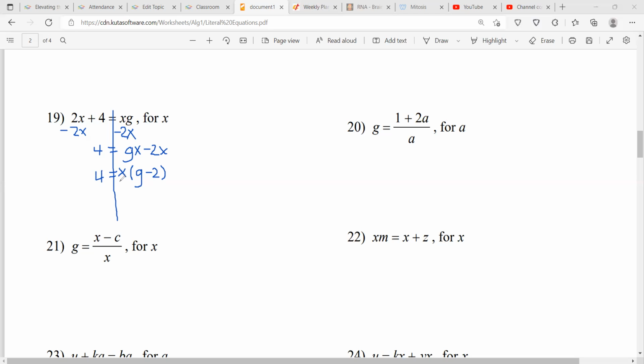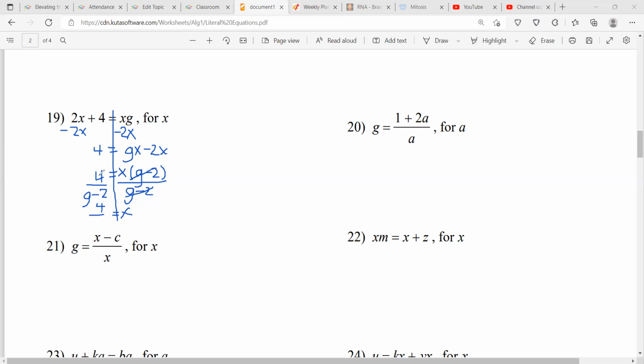I want to get x alone. So the opposite of multiplying by g minus 2 is to divide by g minus 2. I'm going to divide by all of it. And here again, I could do parentheses, but that long fraction bar is implying that they're in a group anyway. So I do that to both sides, g minus 2. So these factor out, and I'm just left with the x. And over here, I'm just going to have 4 over g minus 2.